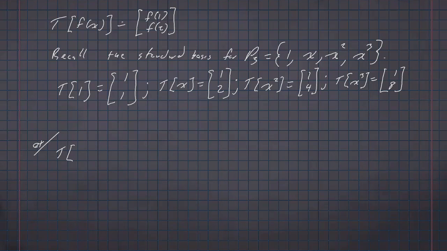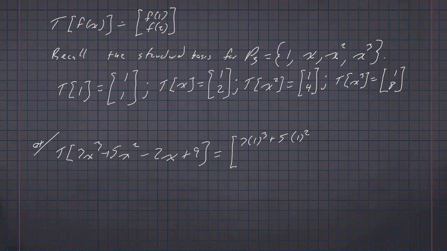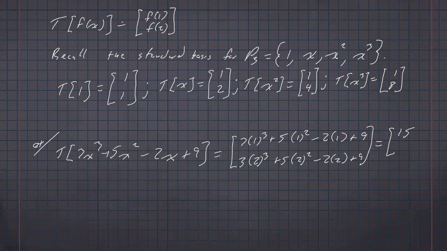If I want to evaluate T on, say, 3x cubed plus 5x squared minus 2x plus 9. Well, I can do the direct evaluation because I know it for this particular problem. That is 3 times 1 cubed plus 5 times 1 squared minus 2 times 1 plus 9, and 3 times 2 cubed plus 5 times 2 squared minus 2 times 2 plus 9. And I can throw that into a calculator. 3 and 5 is 8, minus 2 is 6, plus 9 is 15. 3 times 8 is 24, 5 times 4 is 20, 2 times 2 is 4. So we have 24 plus 20, which is 44, minus 4, which is 40, plus 9, which is 49.